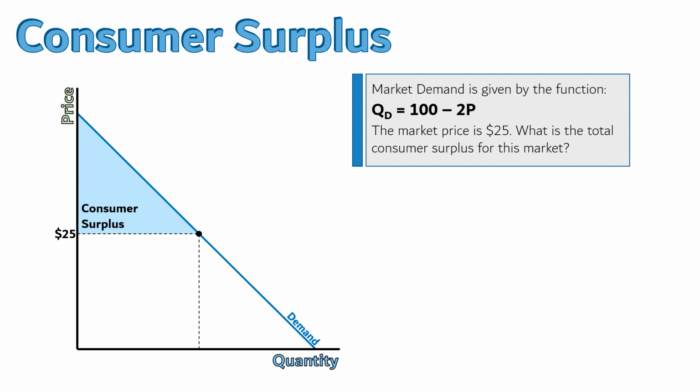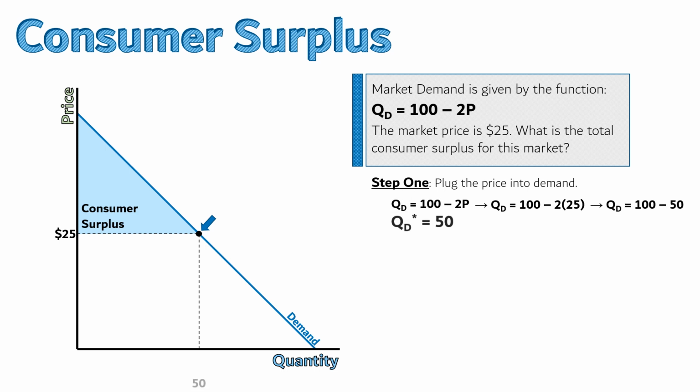Step 1 is to identify this point here. To do this, we plug the price into demand. Demand is QD equals 100 minus 2P. We can plug in 25 for P, the price, and solve for QD, the quantity demanded. It gives us that the quantity demanded is 50 units. We can jot that down on our graph, which now informs us that our point on demand is at the coordinates 50, 25.